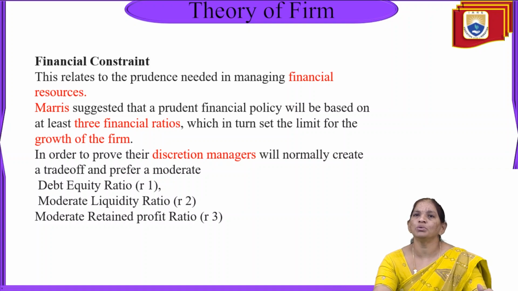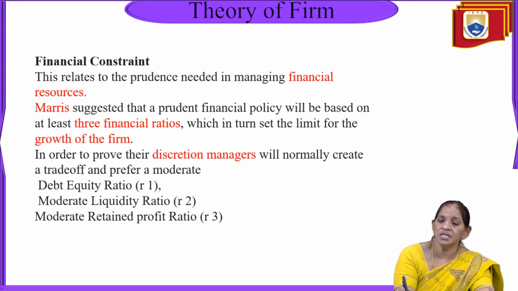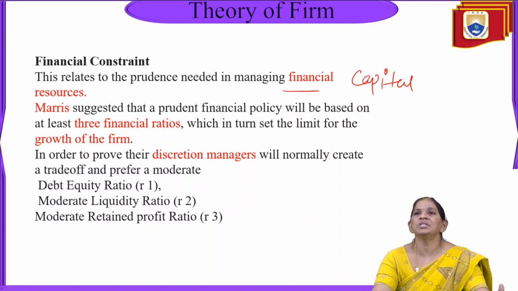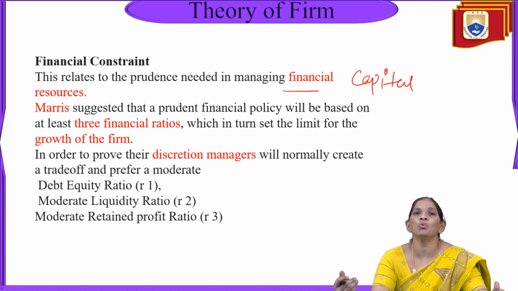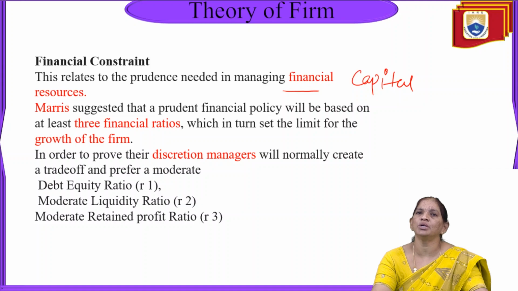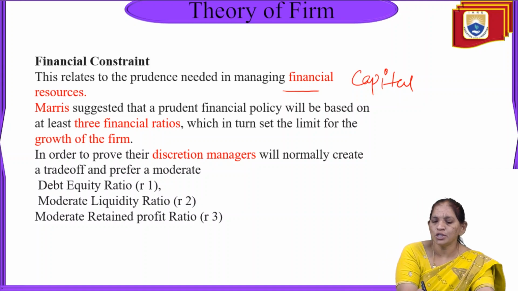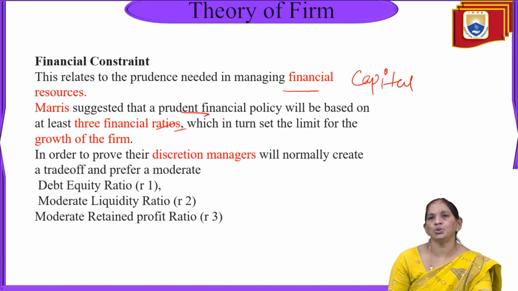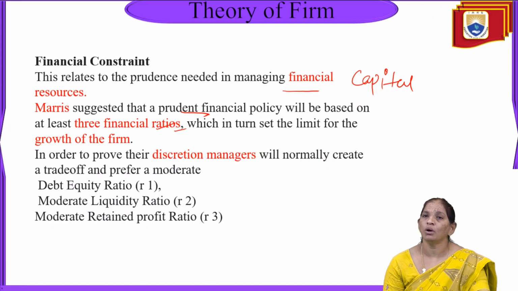So as the organization grows, the financial needs or capital requirements will also increase. As these capital requirements increase, the organization has to get more funds, externally or internally. So Marris has suggested that a prudent financial policy must be there, based upon three important ratios. Means every organization, in order to avoid financial constraints or a lack of money, has to check the limits of some financial ratios which are given for the growth of the organization.